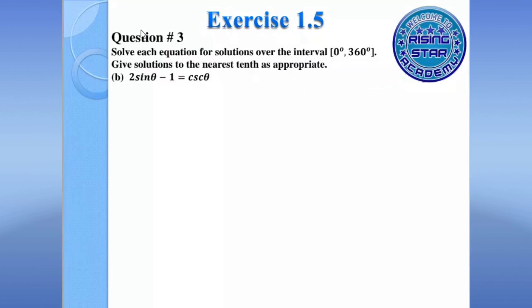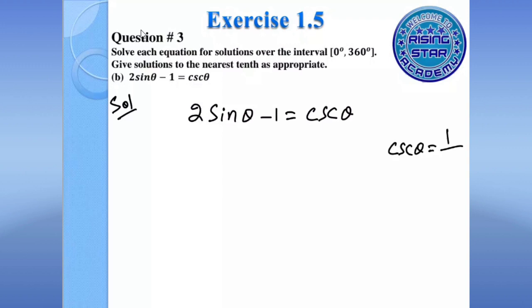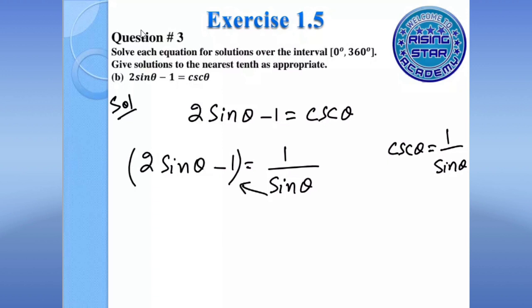Now we'll solve part B. 2 sine theta minus 1 is equal to cosecant theta. We know that cosecant theta is equal to 1 over sine theta. So now I will write 2 sine theta minus 1 is equal to 1 over sine theta. I would multiply by sine theta on the other side, so that would become 2 sine square theta minus sine theta is equal to 1.